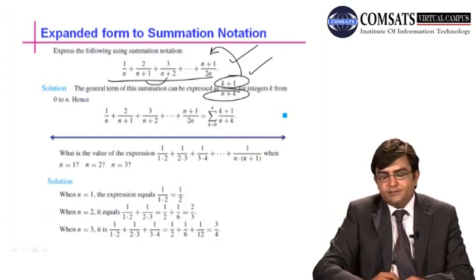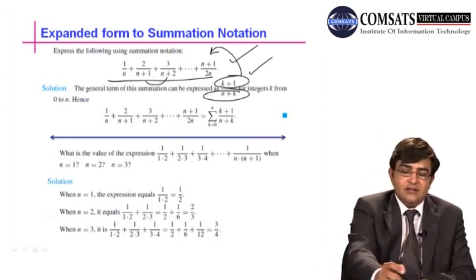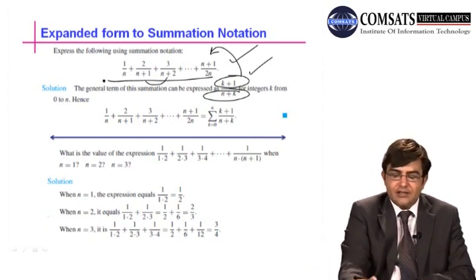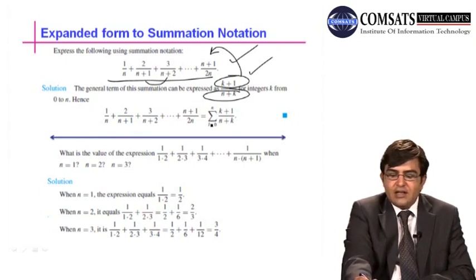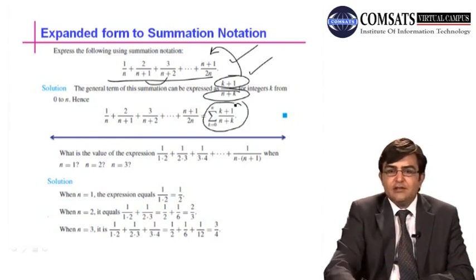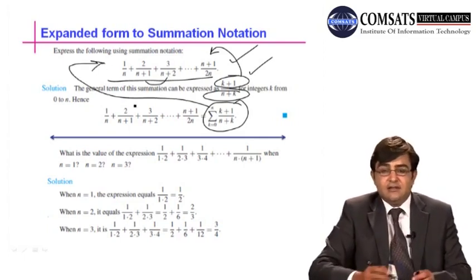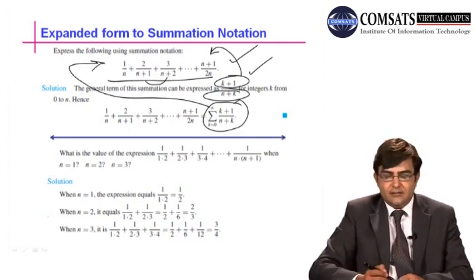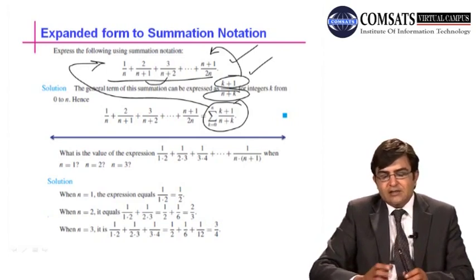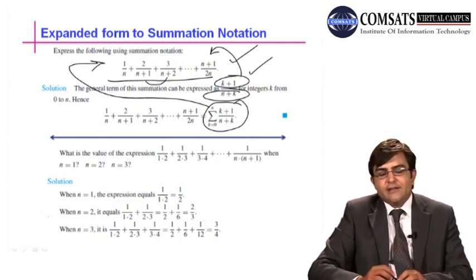Now we can write this expanded form into summation notation. So this is equal to the summation k from 0 to n, of k plus 1 divided by n plus k. So this is basically the summation notation which expresses the given expanded form of the summation. This is how we can write an expanded form into a summation notation.